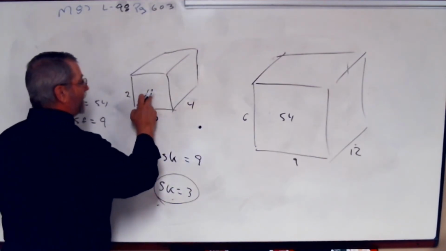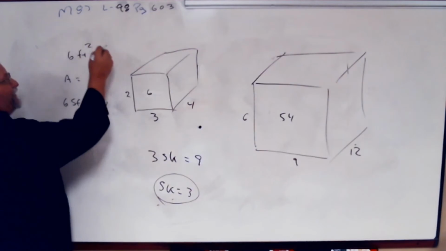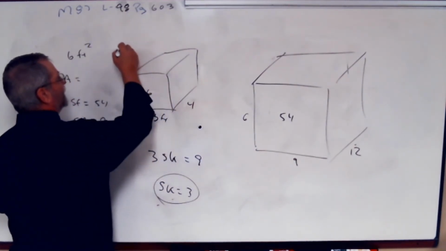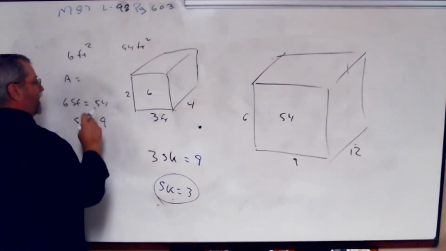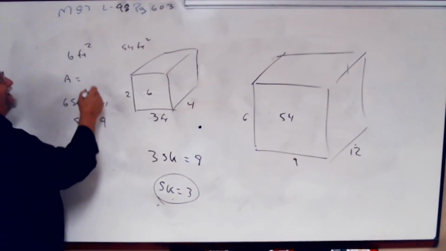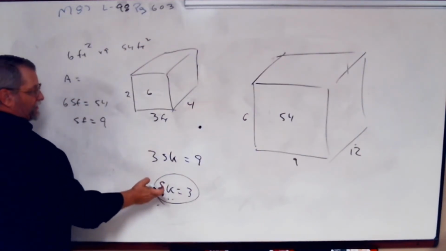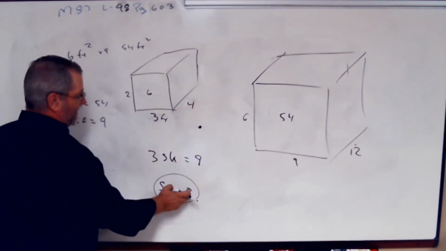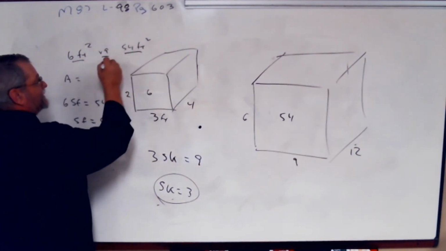So the area here is 6 feet squared. Let's say these are feet. All right? The area over there is 54 feet squared. So our multiplier is times 9. Do you see that? Now, our distance from here to there was 3. Okay? On area, the scale factor is 9.